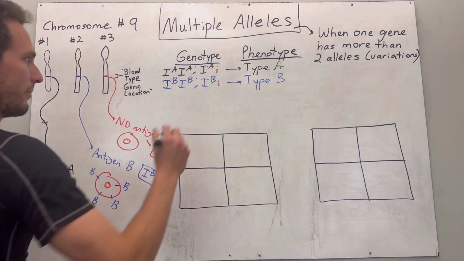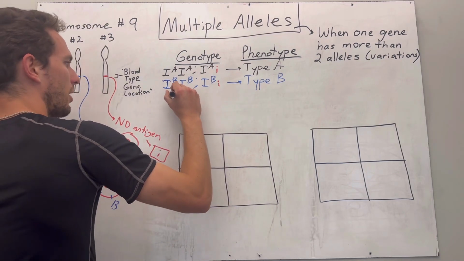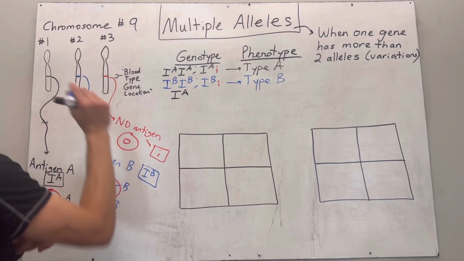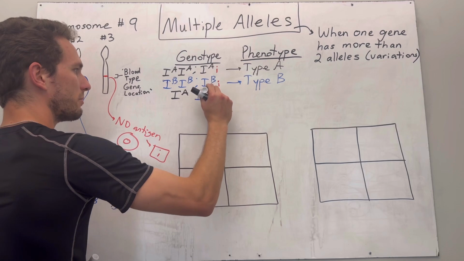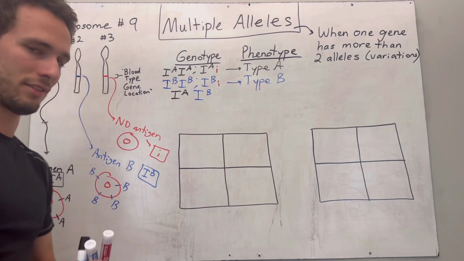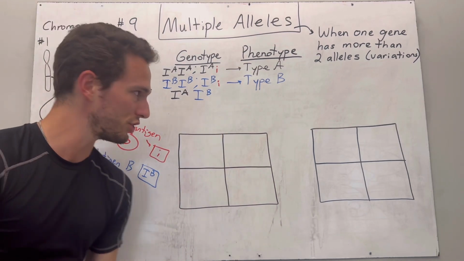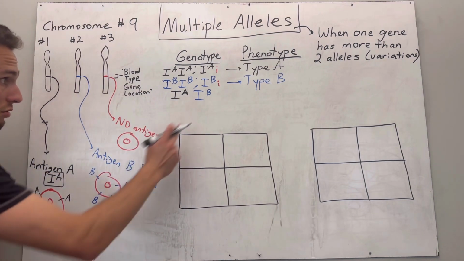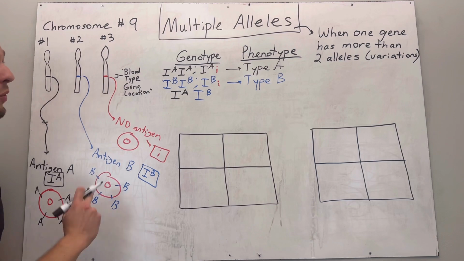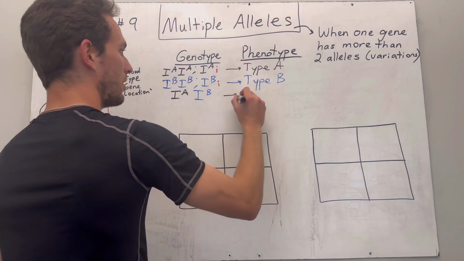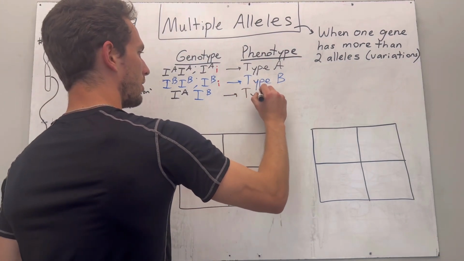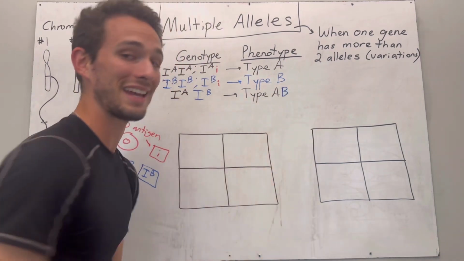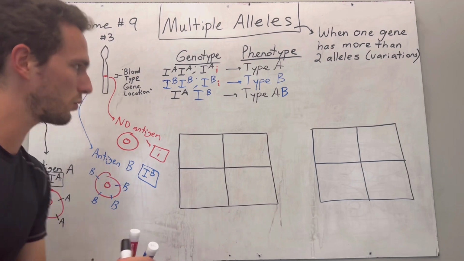What if you had a big I, big A, but then you received big I, big B? This is a tricky one. Well, you received a big I, big A. That means you're going to show this A. You received a B. That means you're going to show the B. So, for this example, you're going to be type A, B. Type AB blood.